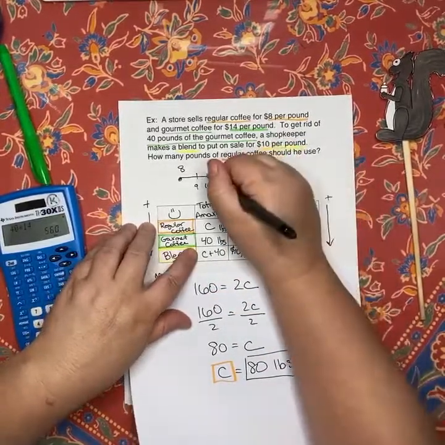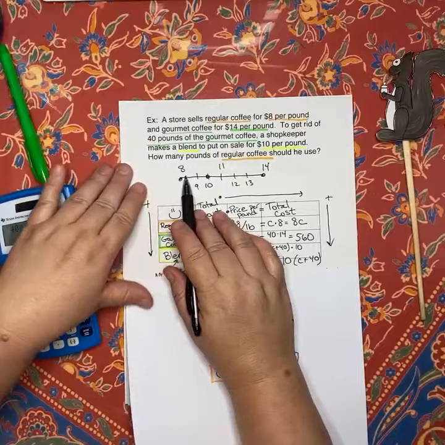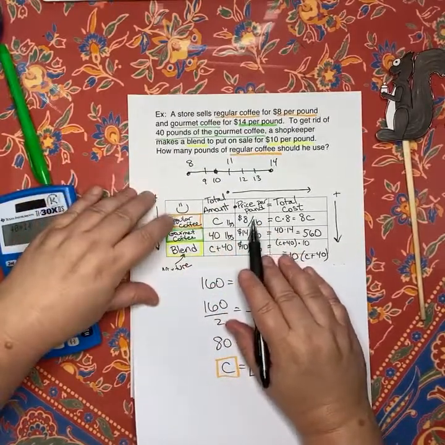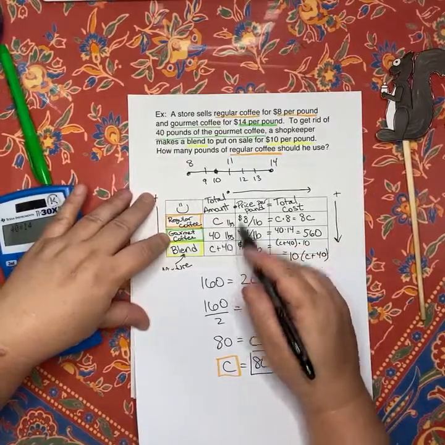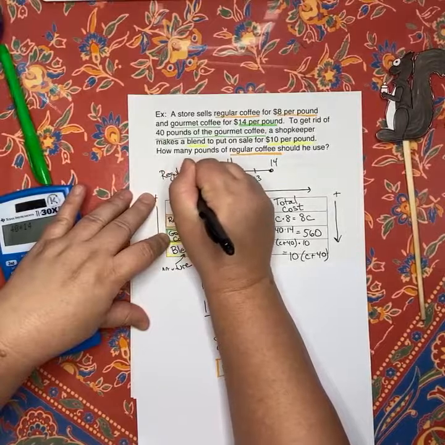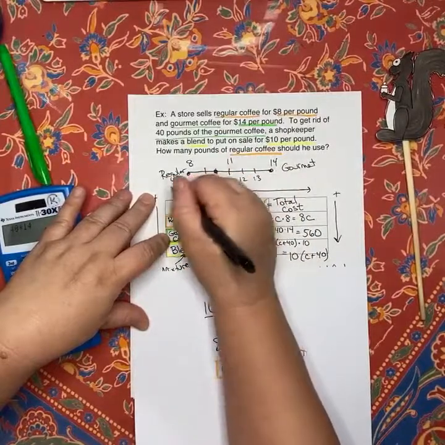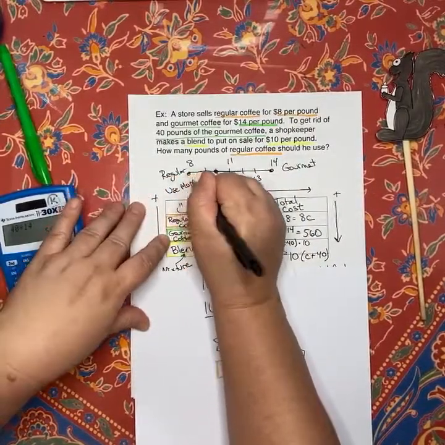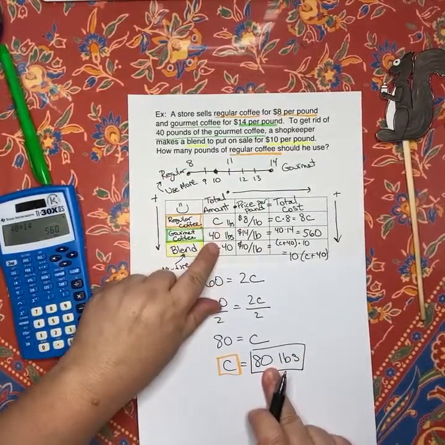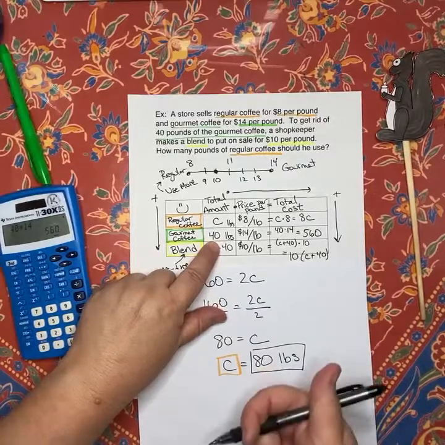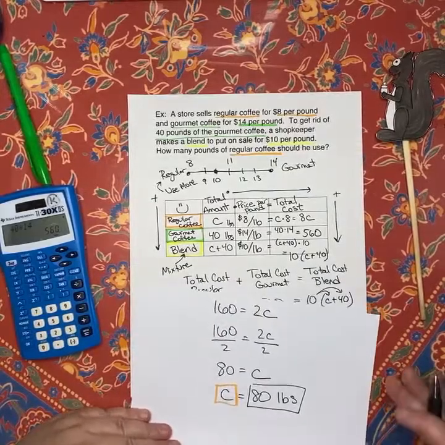And what am I looking for? I'm looking for 10. That is closer to the 8, which means it's closer to the regular coffee. So I want more regular coffee, less gourmet coffee. So this is the regular. This is the gourmet. And the 10 being closer means I should use more of the regular. Is that what happened? I used 80 pounds of the regular and only 40 pounds of the gourmet. It worked. Woohoo.